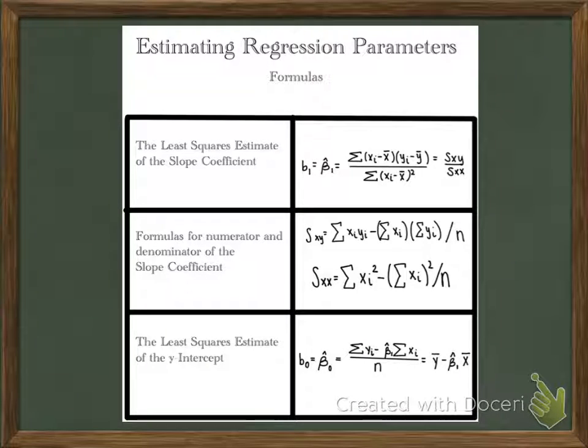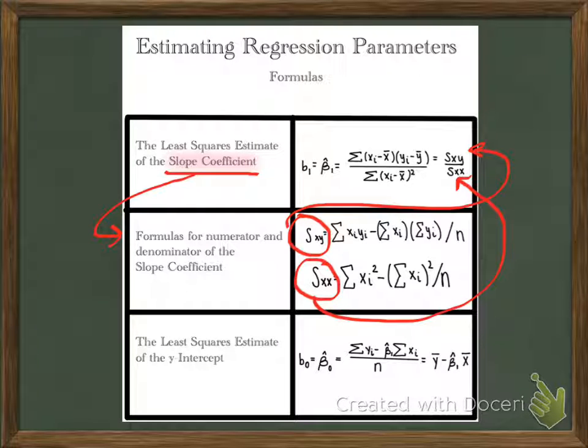Here are the formulas for the least squares estimates we will be discussing. The slope coefficient is found by using the formulas for the numerator and denominator of the slope coefficient in the second row. The formula for the slope coefficient SXY and SXX serve as the numerator and the denominator in the formula for the above slope coefficient.